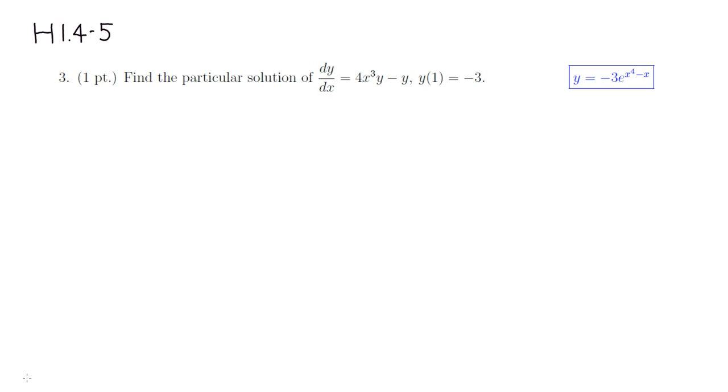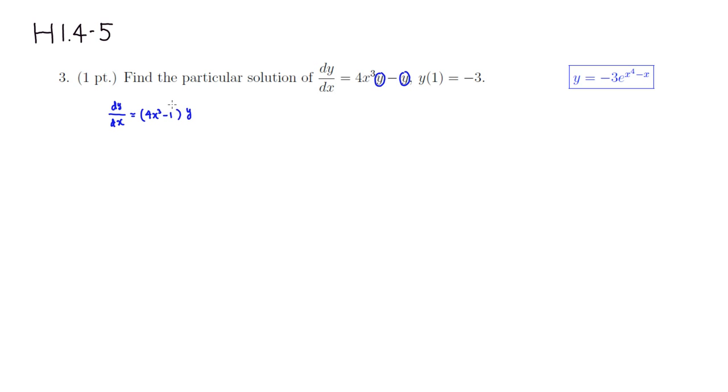Alright, let's look at homework 1.4, 1.5, problem number 3. Let's solve this separable equation. The equation is dy over dx. On the right-hand side, since y is in common, I'm going to pull it out. So I'm going to put y here, and then what's left is going to be 4x cubed from the first term and the minus 1 from the second term.